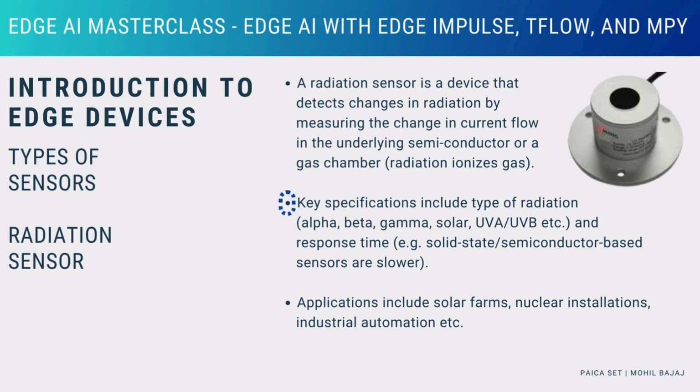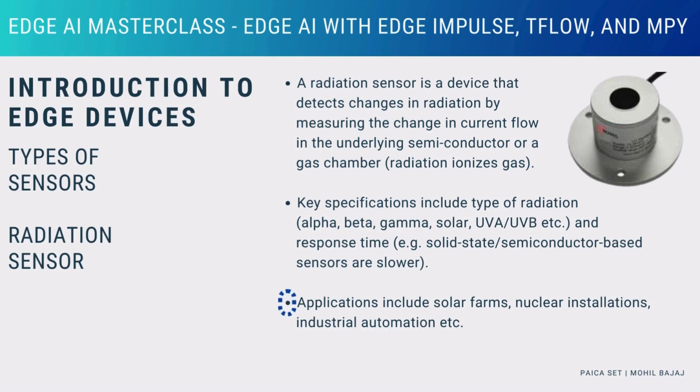When choosing a radiation sensor, apart from the type of radiation, some other parameters to consider are its response time, its radiation type sensitivity, and its overall durability. Each specification can greatly influence the sensor's effectiveness in different environments. Now let's look at where these sensors can be deployed.